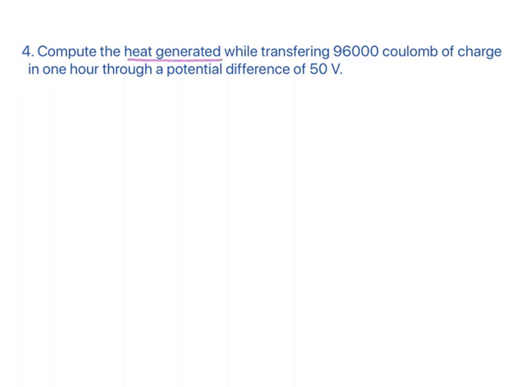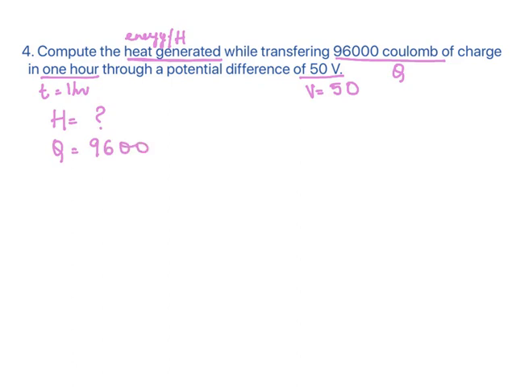Compute the heat generated while transferring 96,000 coulomb of charge, so it is Q, in 1 hour. So time here is 1 hour through a potential difference of 50. So voltage is 50. Heat produced means we need to find the energy, or the heat, or H. Now here the question is we need to find the heat. The charge is 96,000 coulombs. The time is 1 hour and the potential difference is 50 volts.